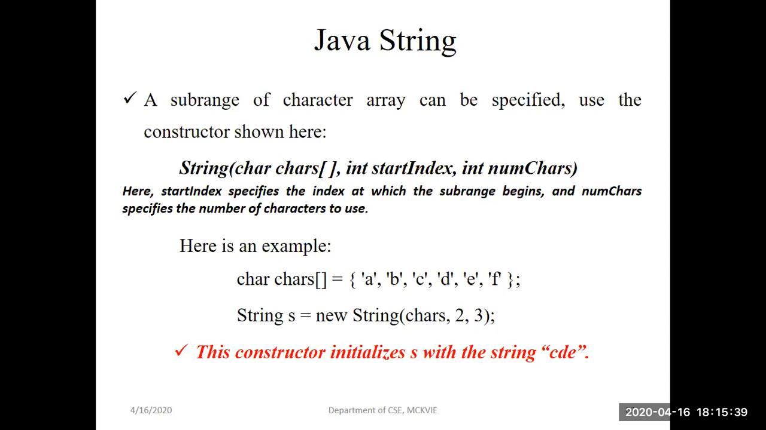Suppose in the example we considered an array which consists of the elements A, B, C, D, E, F. And in constructor String, our first parameter is chars, that is the array name itself. As per the signature defined just above, first parameter is the array name. So that's why we have passed the array name. Second parameter is the start index. The start index is 2. When I am mentioning the start index is 2, actually array index starts from 0. So that's why it starts from 2, so it starts from C. Index of A is 0, B is 1, and C is 2. From there, third parameter is int numChars.